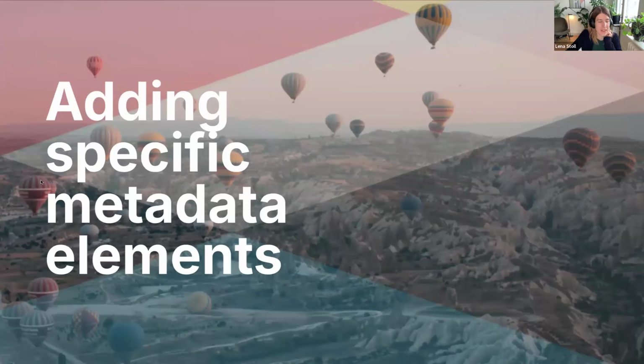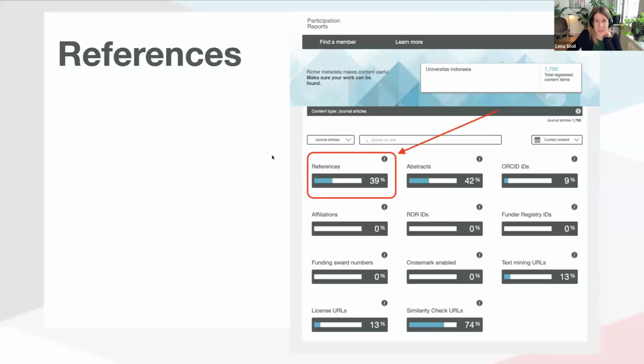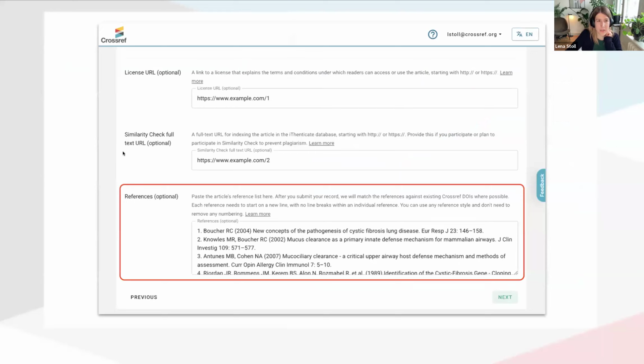But since references are arguably the most important element in the participation report, let's look real quick at how that looks in our new tool. So if you used the web deposit form before, then you're familiar with the basic concept behind this. It's a form that you fill out with your article's metadata and your journal's metadata.